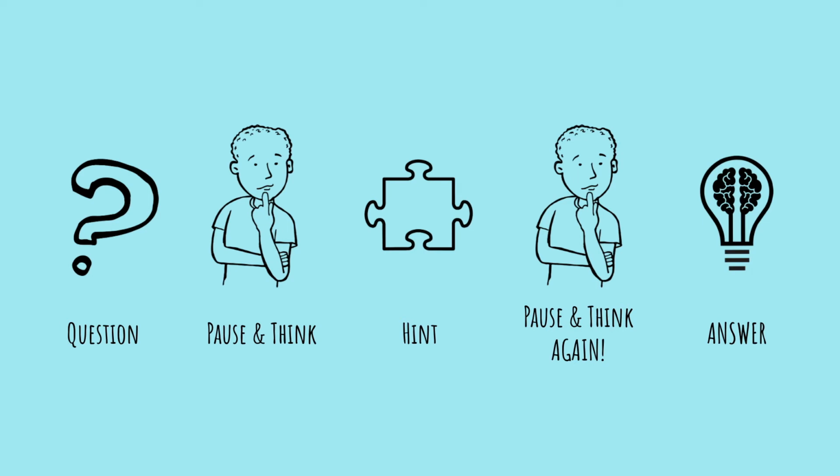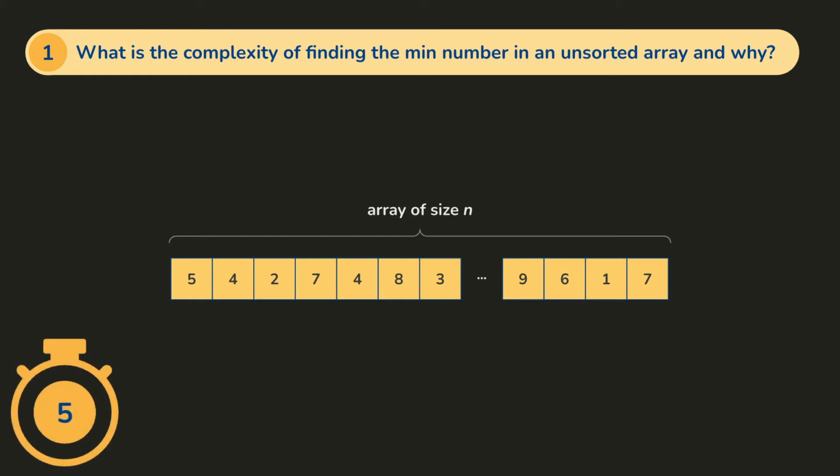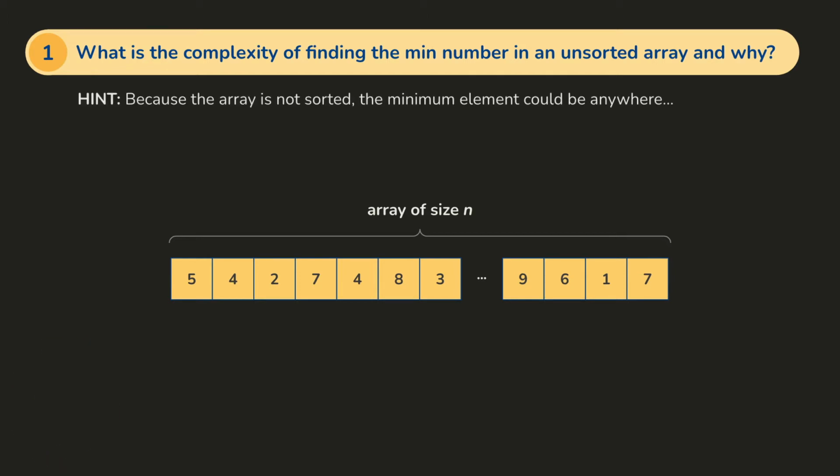So let's begin. You are given an unsorted array. Your task is to find the smallest element. What is the worst case complexity and why? Pause the video before the hint. Okay, I want to point out that the array is not sorted, so the smallest number could be anywhere. In this case, how many elements do we have to check to find the smallest one?